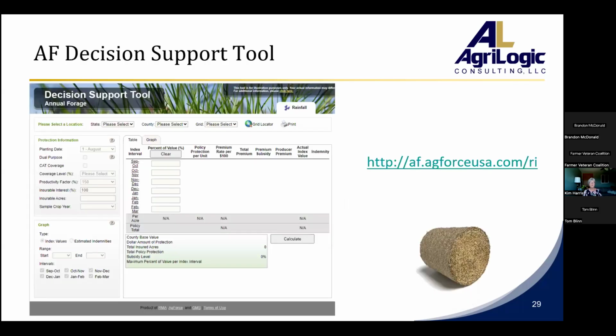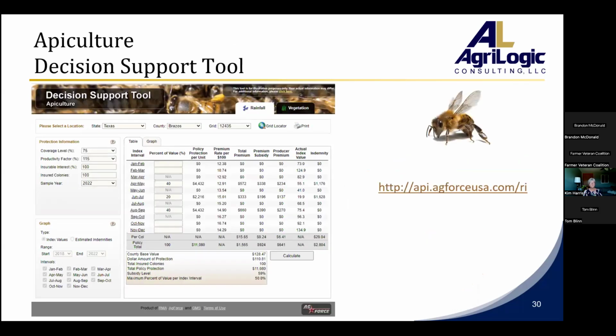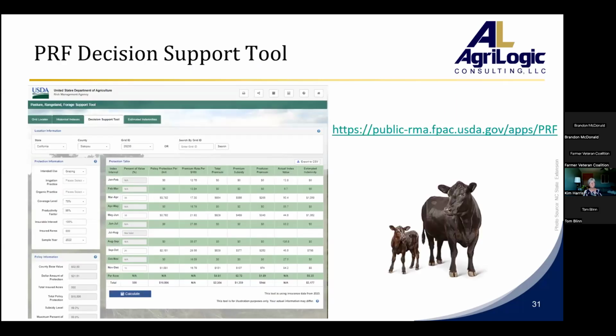So RMA has developed some decision support tools that show you historicals, how it has performed historically, and what your premiums and coverages will be. There's 3 different support tools. There's the annual forage decision support tool, and I've got the link there on this slide. The Apiculture decision support tool, again, shows you historicals and when it would have paid out historically. And then the PRF decision support tool.